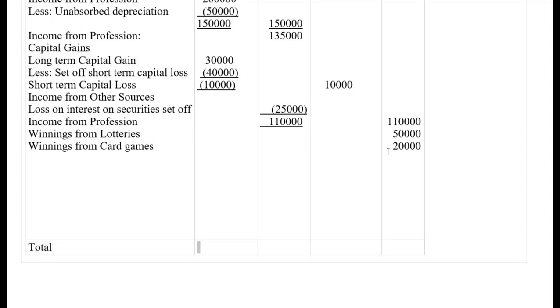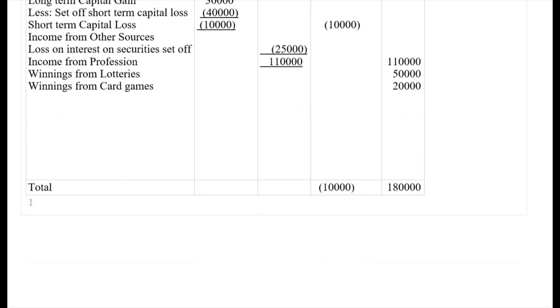So the total loss to be carried forward, let me put this in a bracket here, is rupees 10,000. The total of the GTI will be 1,10,000 plus 50,000 plus 20,000, total 1,80,000.